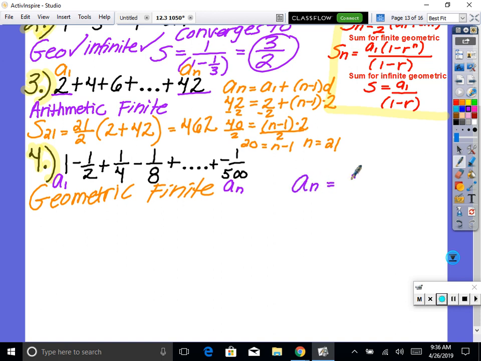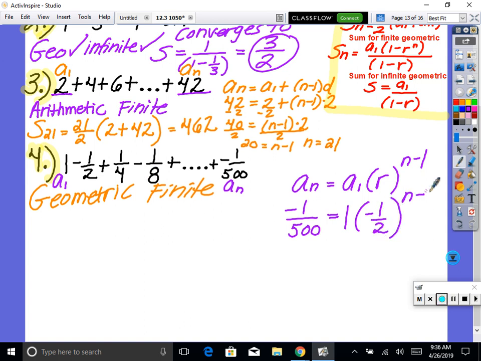A sub n is equal to a sub 1 times r raised to the n minus 1. Okay, let's plug in what we know. We know a sub n is negative 1 over 500. Negative 1 over 500 is our stopping point. That's equal to a sub 1, which was 1, times, what are we timesing by each time? Negative a half, raised to the n minus 1.